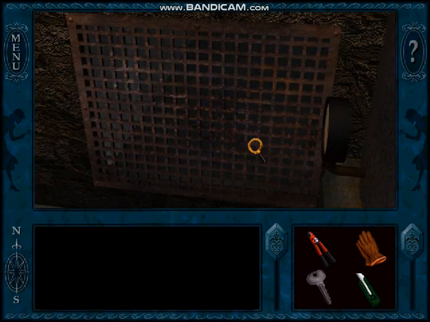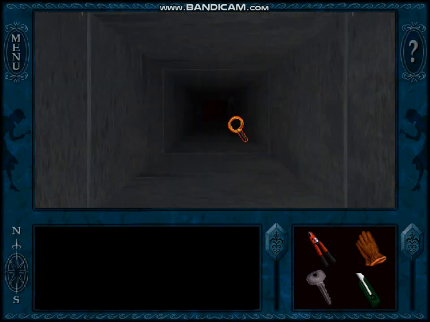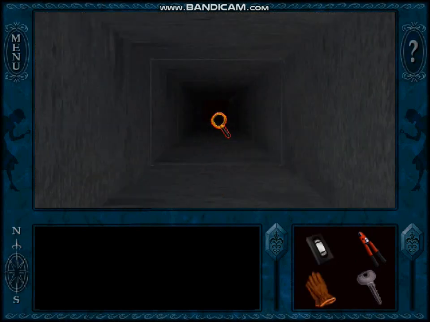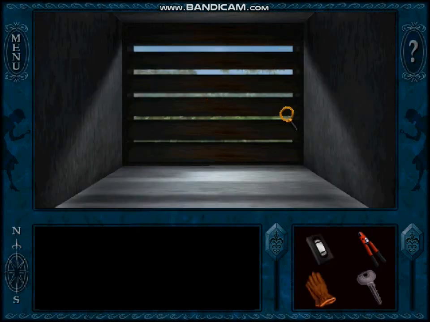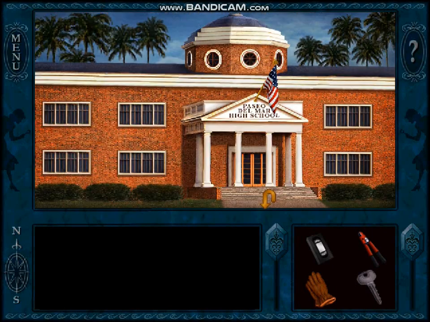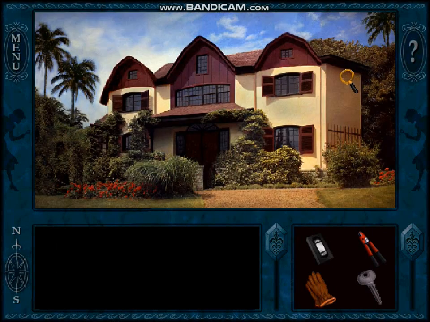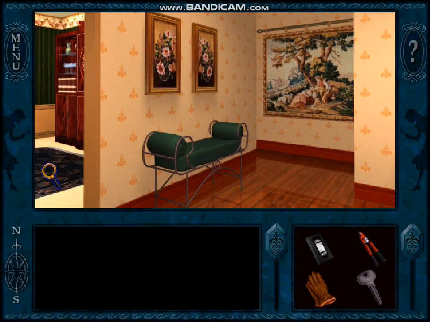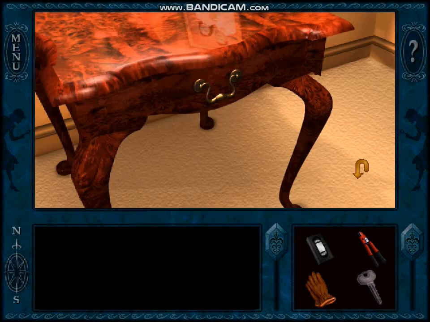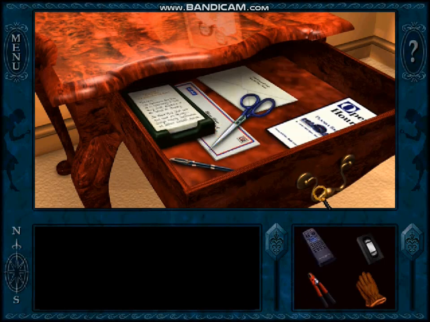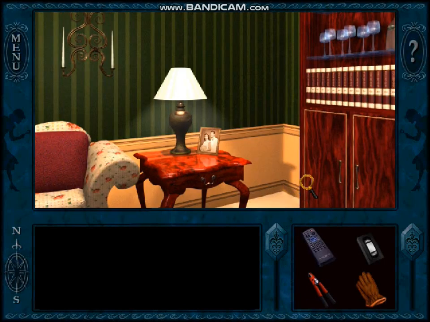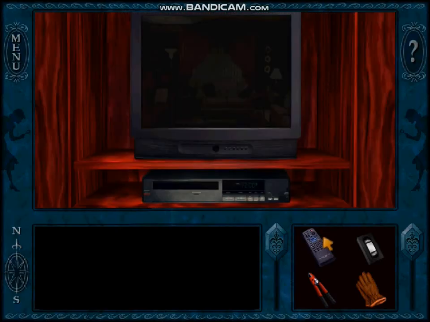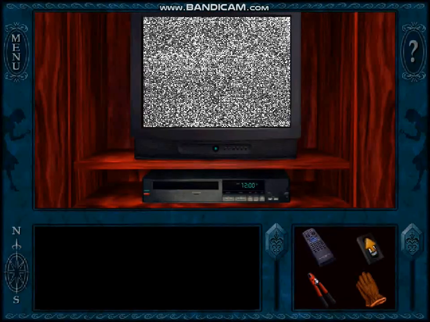Now you can't go to the elevator because it's stuck, so the only way out is in the vents. And look, we have a videotape. So now we get out of the school, and we're going to head to Aunt Eloise's house, because we need to get the remote control first. I could have done that in the first part of the video, but I decided to save it for later. And that's the reason why we need the remote.